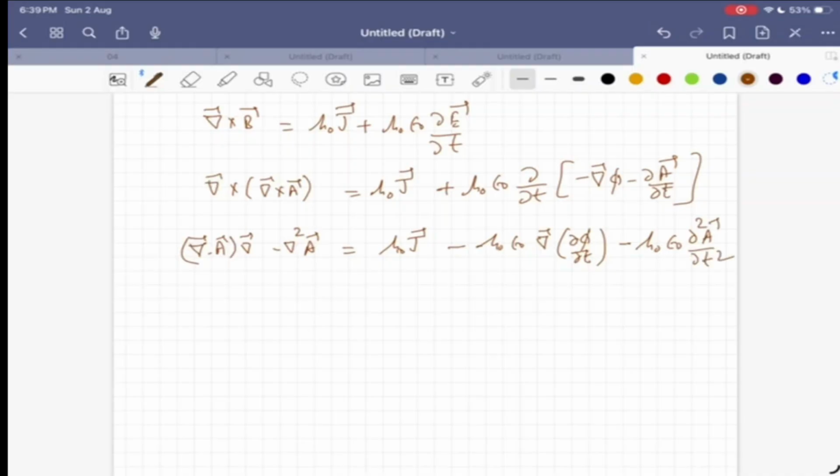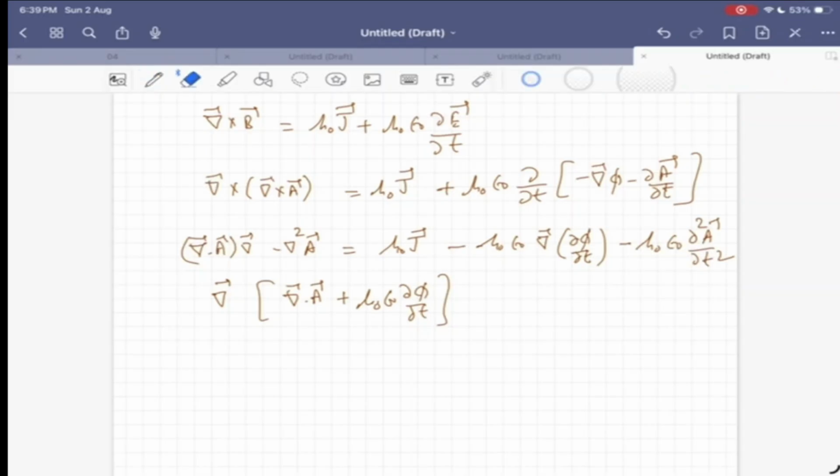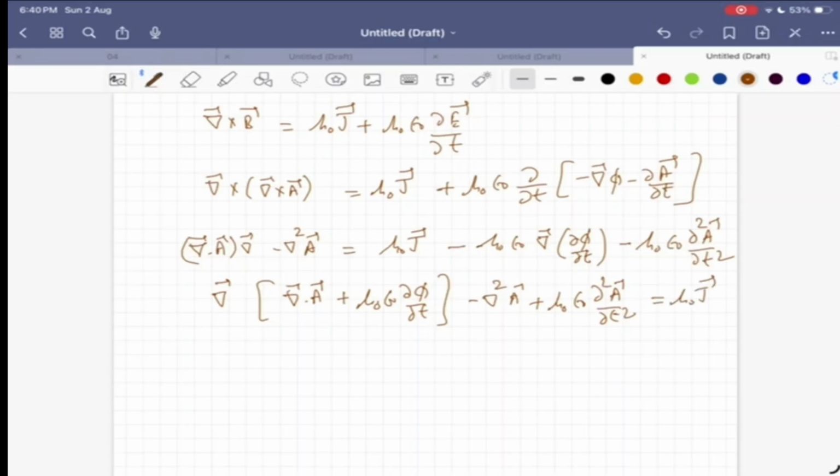Right. So what we can do is take everything to the left hand side except the source term, and now take the del common, so we get del of del dot A plus mu naught epsilon naught del phi by del T, and we have minus del square A plus mu naught epsilon naught del 2A by del T2 is equal to mu naught J. So that's what we get. This is equation number 6.